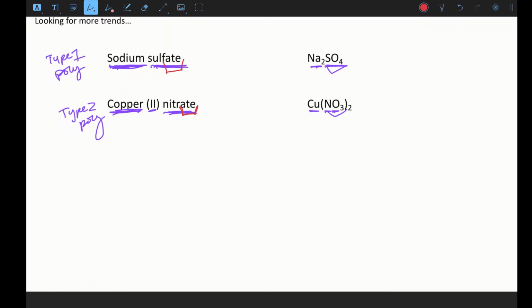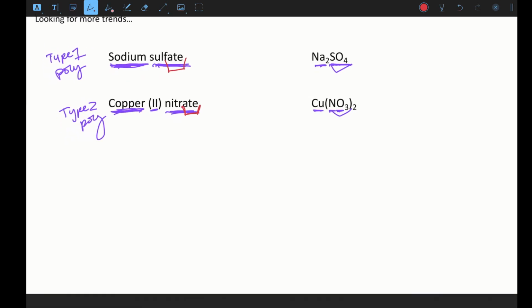So let's go ahead. The writing of the formula works the same way, where it's about the balancing of the charge, right? So here we have our sodium sulfate. So sodium has a charge of 1 plus, sulfate is 2 minus, and so it'd be 1, 2, and we would need to see how many we need of each, right?